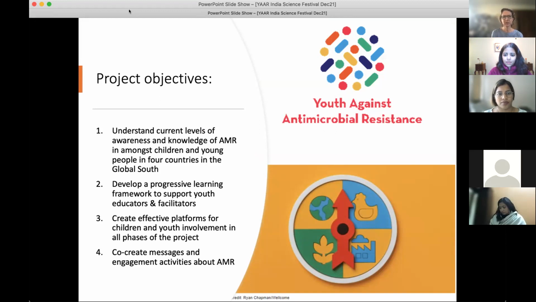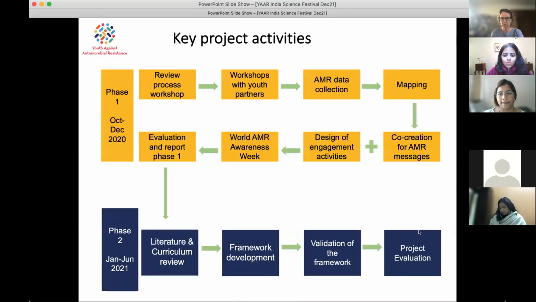And the objectives were, first of all, just to understand current levels of awareness and knowledge about AMR in the global south and in 4 countries in particular. And then to go on and develop a learning framework that could support educators and facilitators who are working with young people. But we were very keen that throughout the whole project we had young people involved as partners, and we would co-create messages and engagement activities with them.